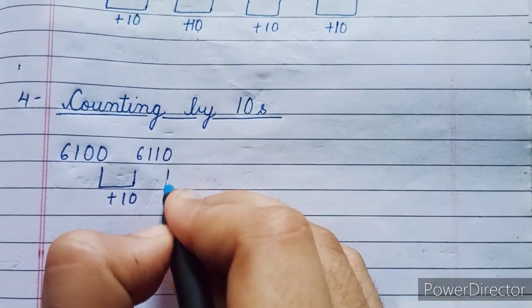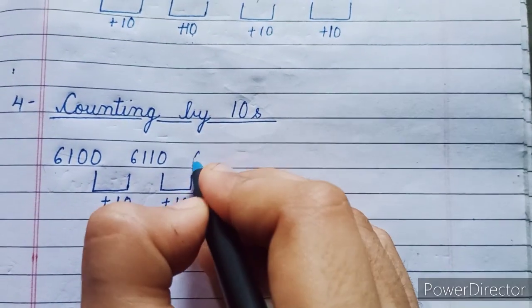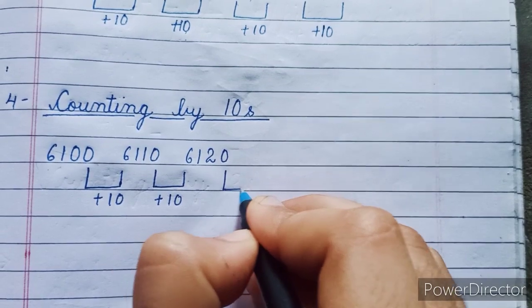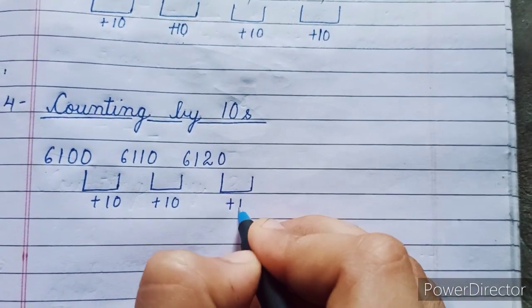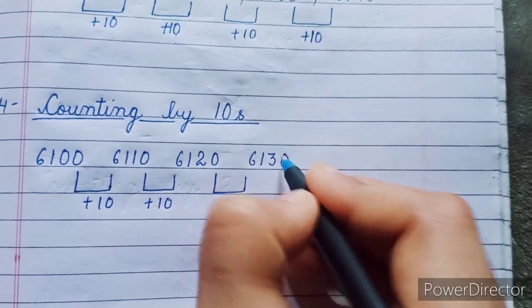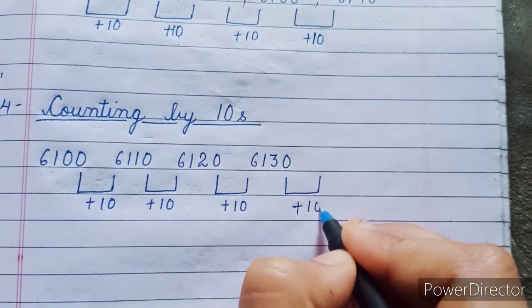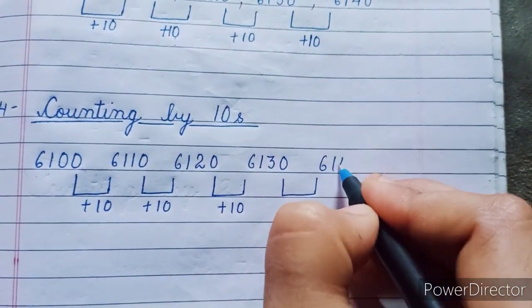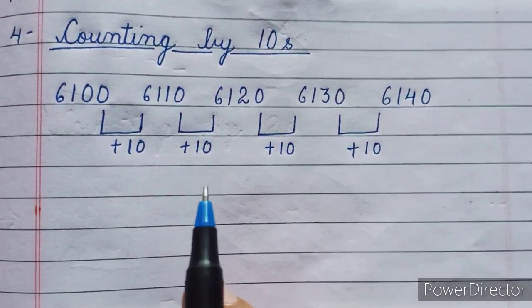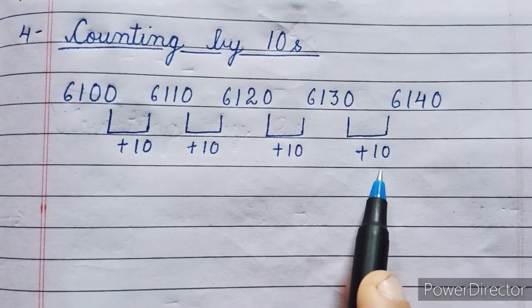Now again plus 10 is 6120. Again plus 10 is 6130. Now again plus 10 is 6140. So you can see that there is a gap of 10 here. Okay?